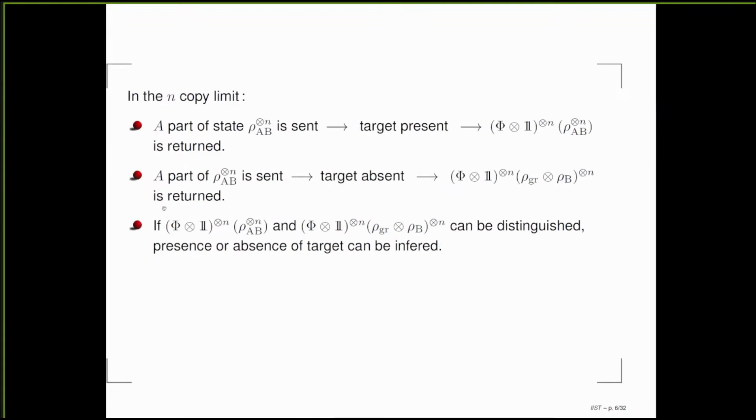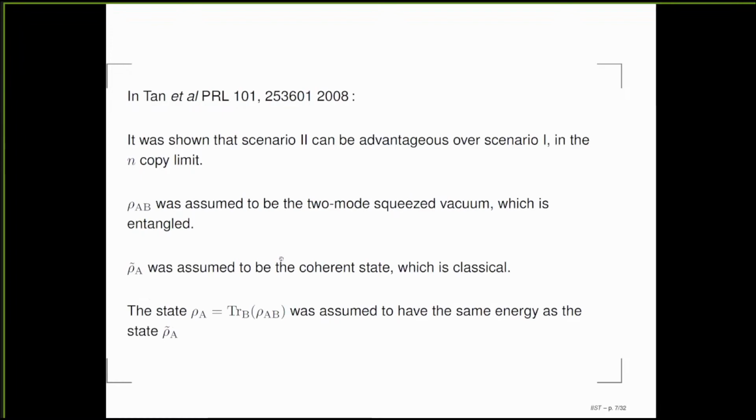Now, in the n copy limit, you extend the same thing. Wherever there's phi tensor I, replace it with phi tensor I tensor n acting on rho AB tensor n, and likewise for the absence of the target, you have phi tensor I tensor n acting on rho ground tensor rho B tensor n. And if these two states can be distinguished, presence or absence of target can be inferred. Okay, so now I want to highlight one important reference. This is a PRA that appeared in 2008. They studied this particular comparison between scenario 1 and scenario 2 in the n copy limit.